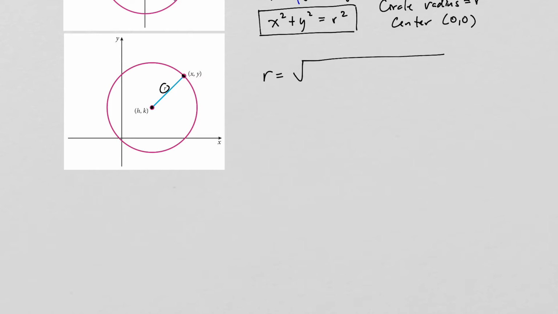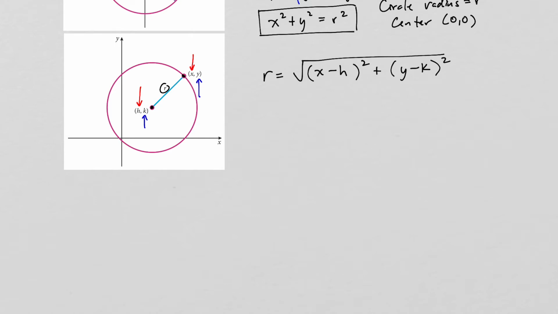is equal to the square root of the difference of the x values squared plus the difference of the y values squared, and the x values are x and h. So we're going to put x minus h in the first set of parentheses, and the y values are y and k, and so we put in y minus k.